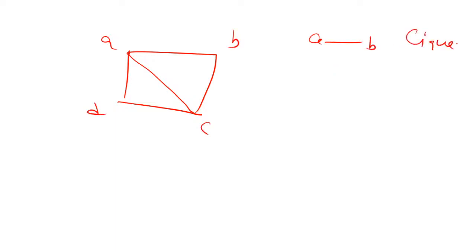For example, take this example. In this example you can see A, B, C, D. Then remember, AB is a clique.